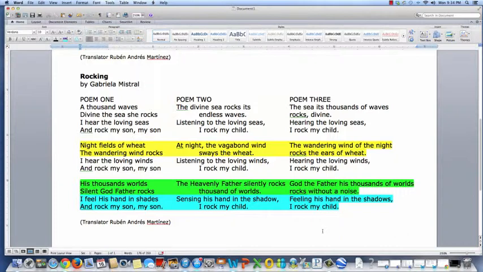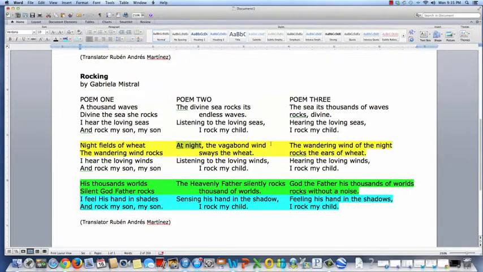I want you to pay attention specifically to the lines that are marked in yellow, the lines marked in green, and the lines marked in blue. Let's first look at the lines marked in yellow. Please note that in poem 1, up here, the first point of emphasis we have is night fields. So the first placement is an adjective, then a noun, and so the first image I have is night fields of wheat. The first impression is of wheat at night. This one has the setting first, or at least part of the setting, at night. So I have that image first.